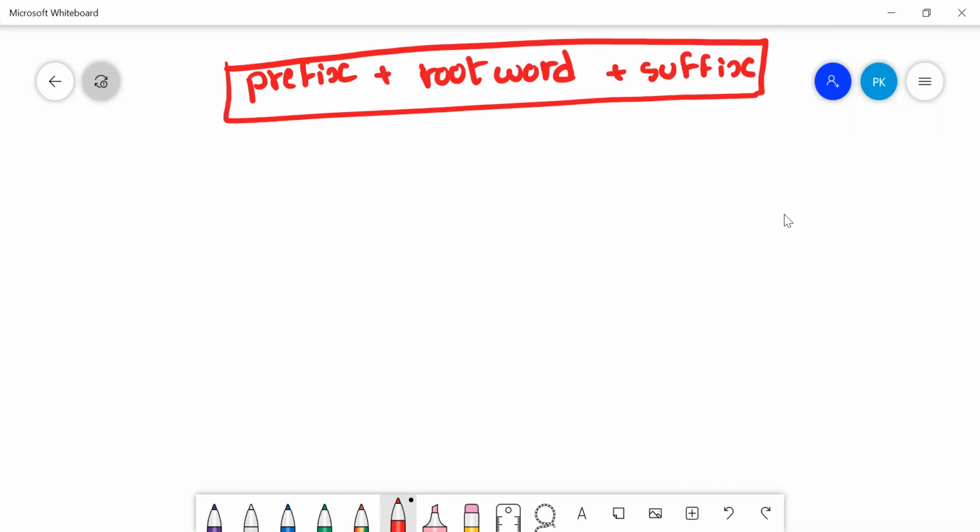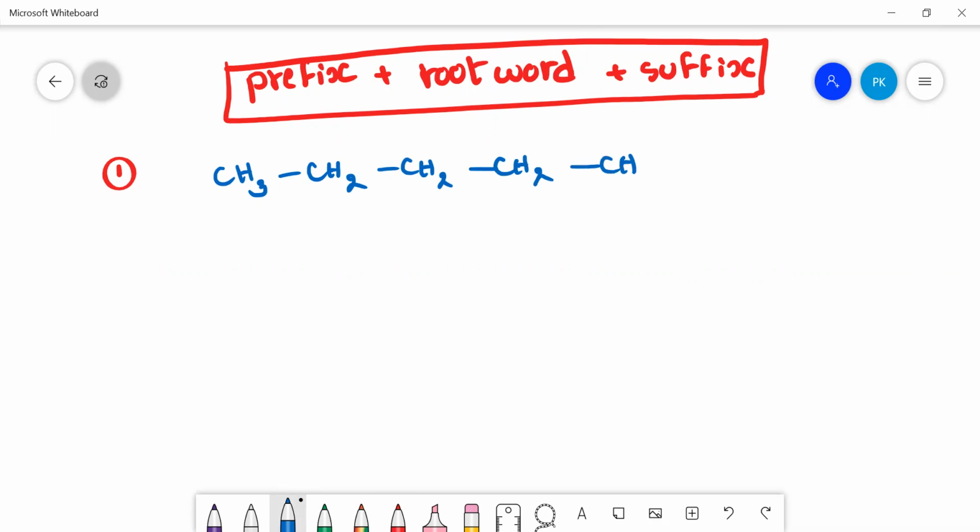Coming to the simple alkanes, the first rule is you have to identify the longest carbon-carbon chain, students. For example, I gave this alkane. Write the IUPAC name of this alkane. Now you see, students, what you have to do.